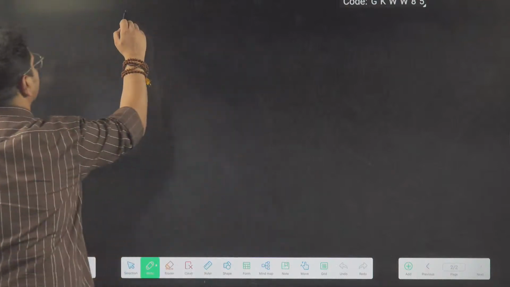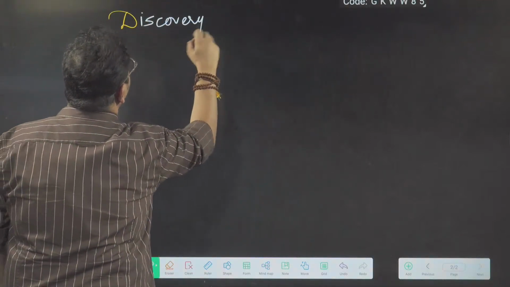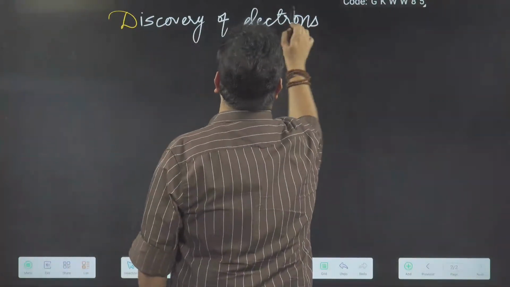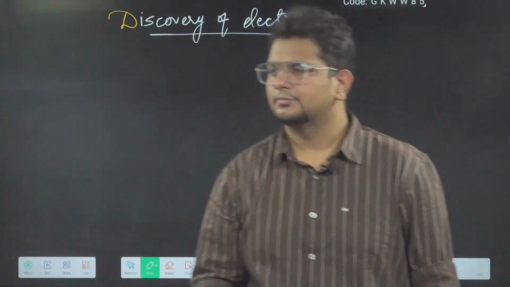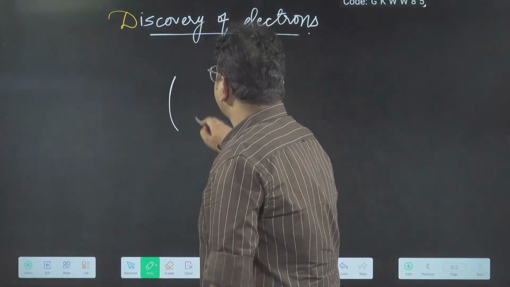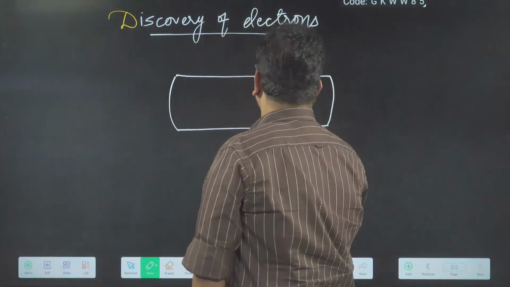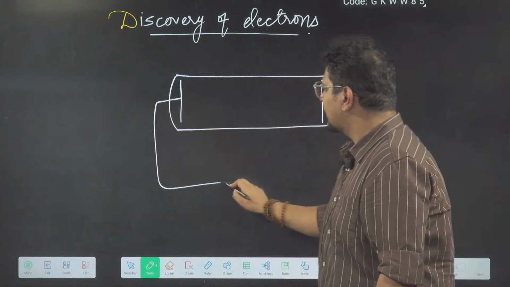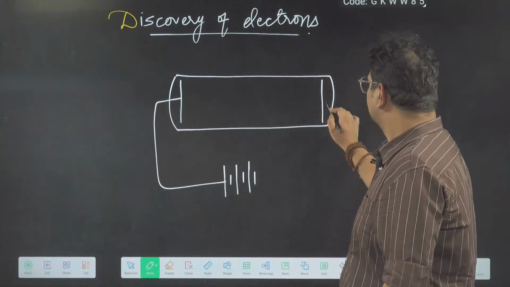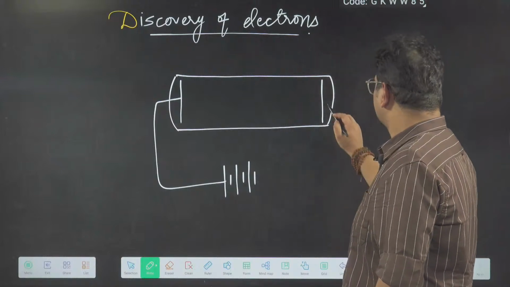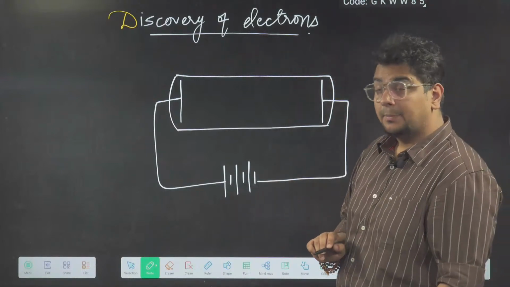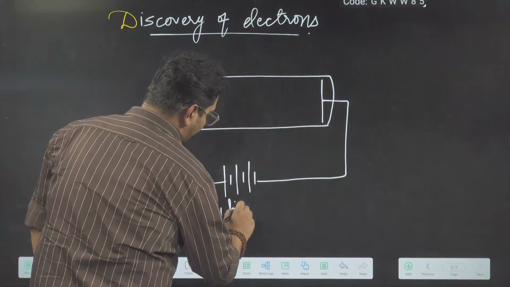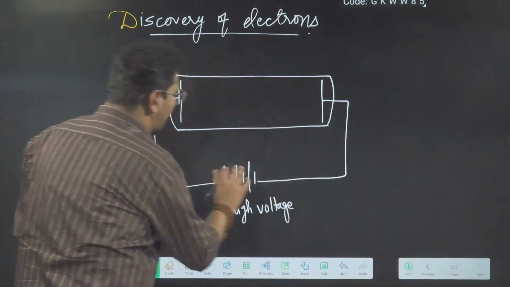Now, the first subatomic particle we are going to discover. So write down: discovery of electrons. Ready? Make the diagram. So let's make a glass tube, and on two sides there are metal plates. These metal plates are connected to a battery. The battery has very high voltage. Very high voltage. So it's a very high voltage battery.